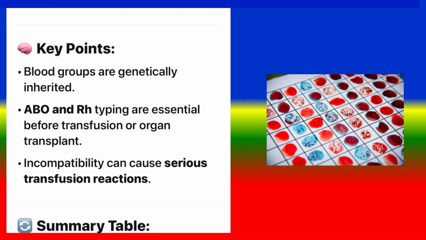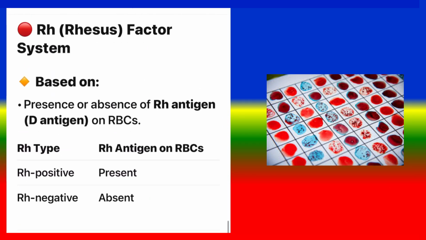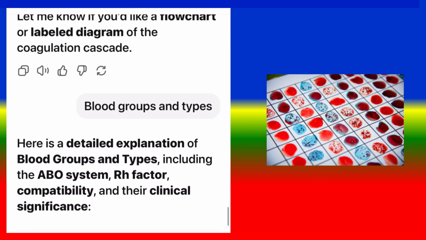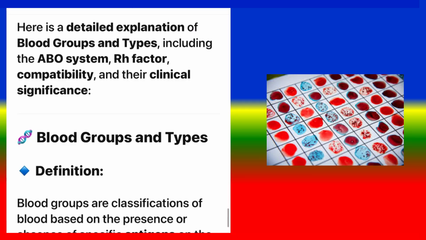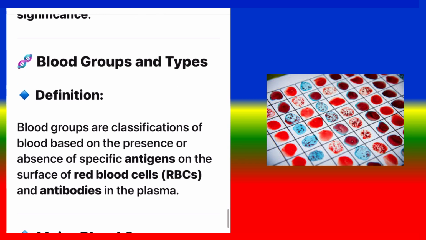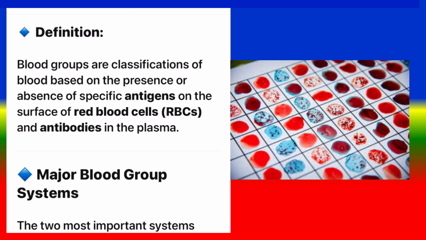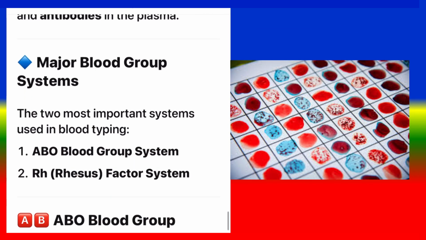Here is a detailed explanation of blood groups and types, including the ABO system, Rh factor, compatibility, and their clinical significance. Blood groups and types. Definition: blood groups are classifications of blood based on the presence or absence of specific antigens on the surface of red blood cells, RBCs, and antibodies in the plasma. Major blood group systems.